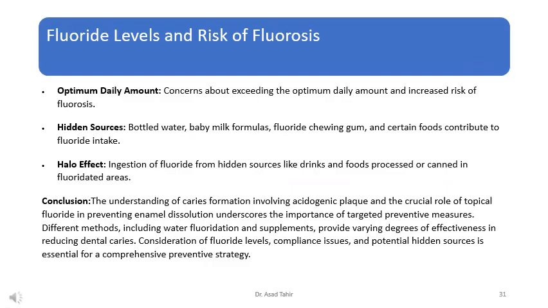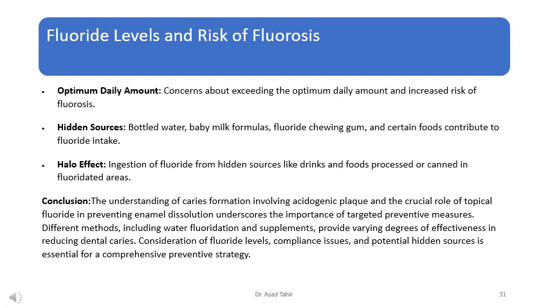Fluoride levels and fluorosis risk. There's a concern about consuming too much fluoride, which can increase the risk of fluorosis, a condition that affects tooth enamel. Fluoride can be found in various sources like bottled water, baby formulas, chewing gum, and certain foods, adding to daily fluoride intake. People living in areas with fluoridated water might unknowingly consume more fluoride through processed or canned foods, known as the halo effect. Conclusion.